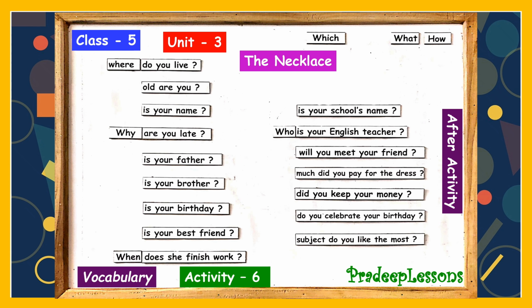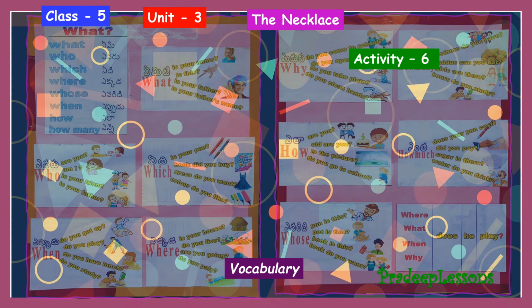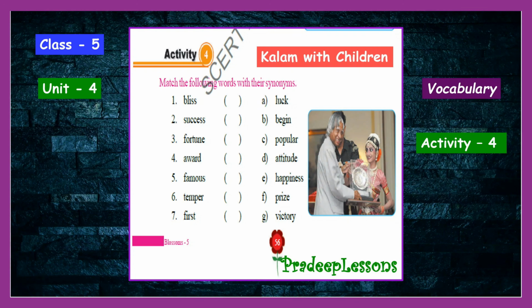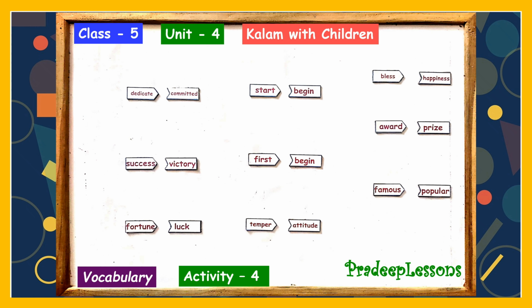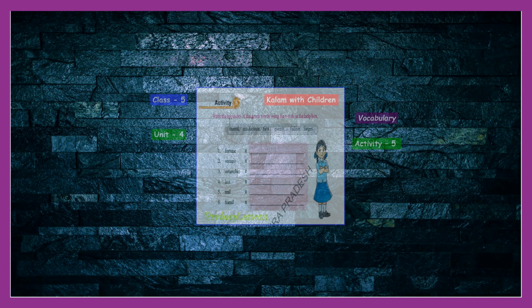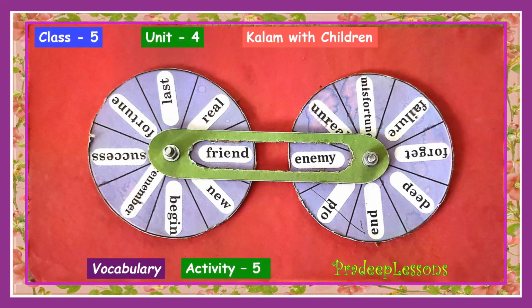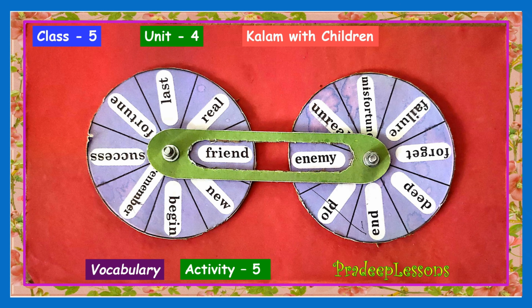Finally, the TLM appeared like this after the activity. These are TLM charts to teach WH questions, colorful and attractive. Next, my TLM is to teach synonyms. To teach synonyms, I prepared matching arrow cards. One more TLM I prepared to teach antonyms. Attractive wheel TLM to teach antonyms.